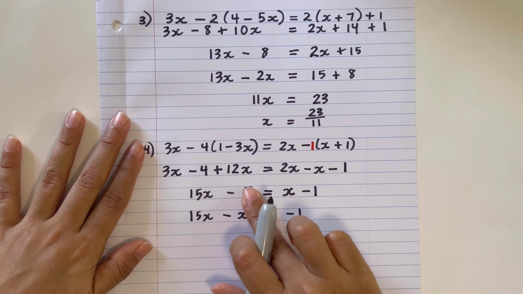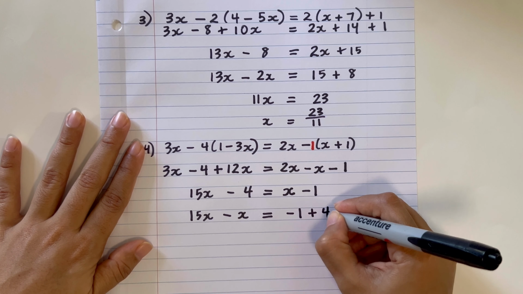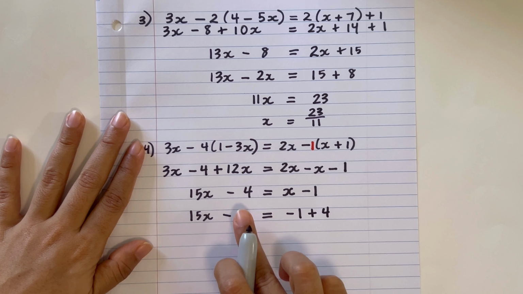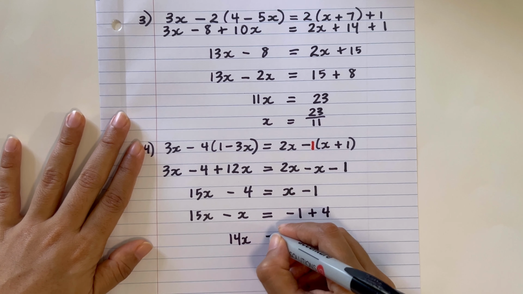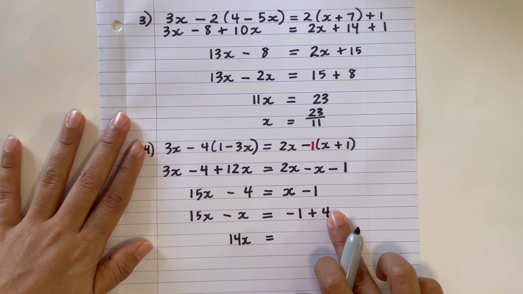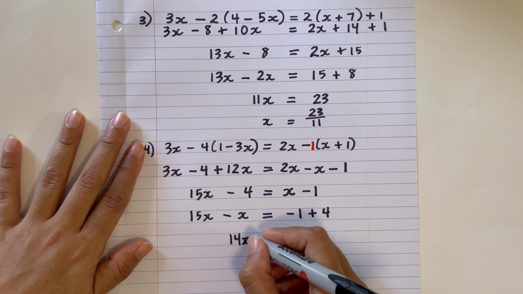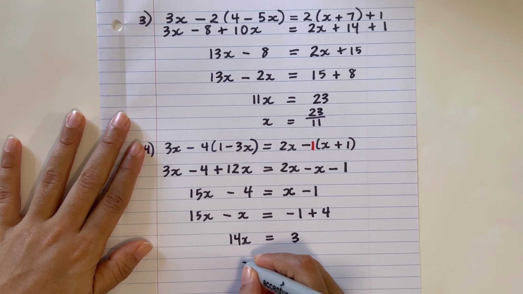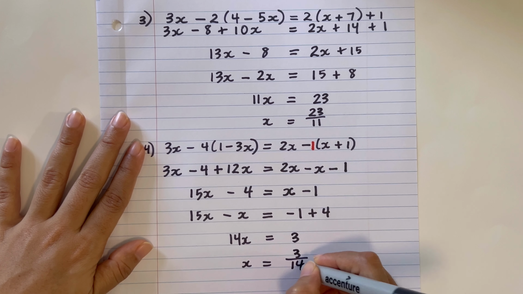I'm going to bring minus 4 to the right-hand side, so it will become plus 4. So 15x minus x would give me 14x. And then negative 1 plus 4 is 3. So if 14 times x is 3, x would be equal to 3 divided by 14.